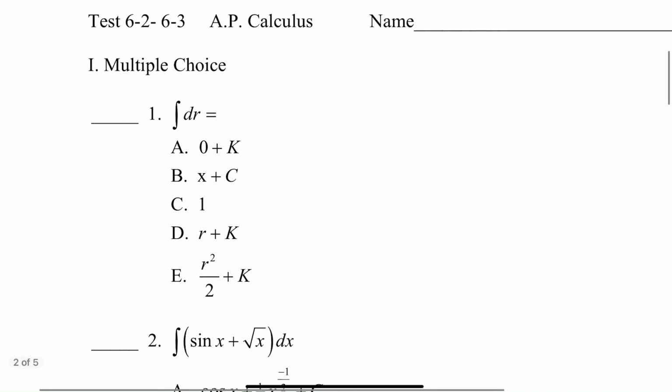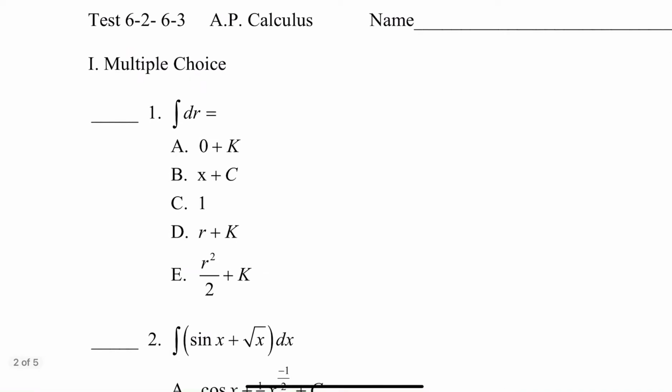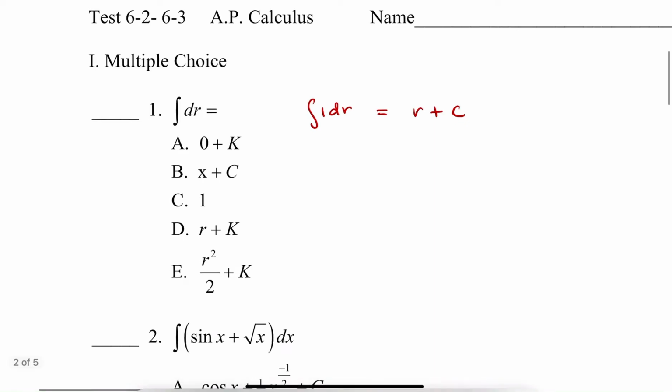So number one, this one is hidden, 1 dr. So when you take antiderivative, that's in terms of r, so r plus c, or in this case, k and c, those are all constants. So answer has to be D.